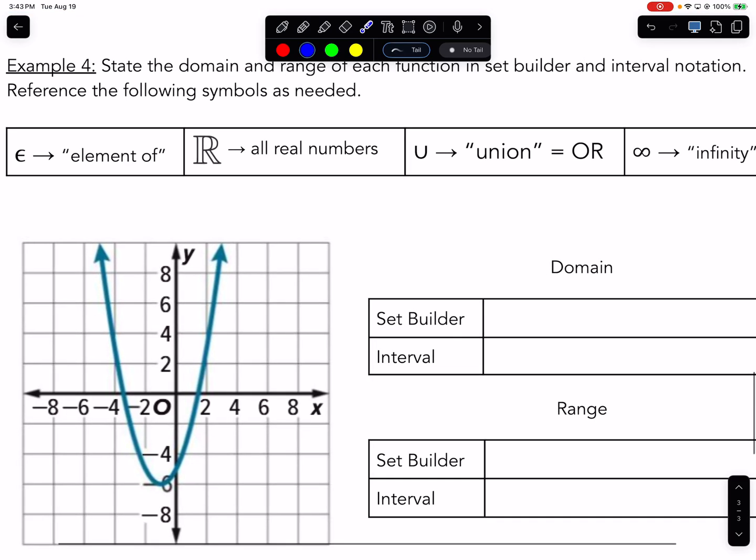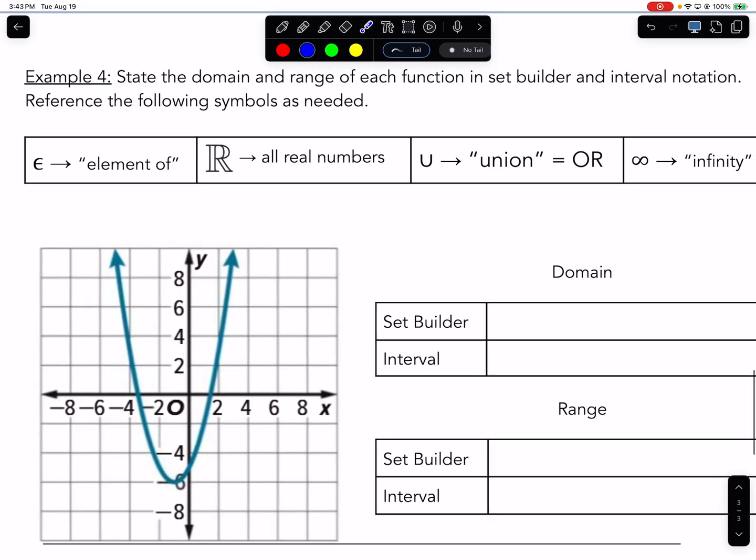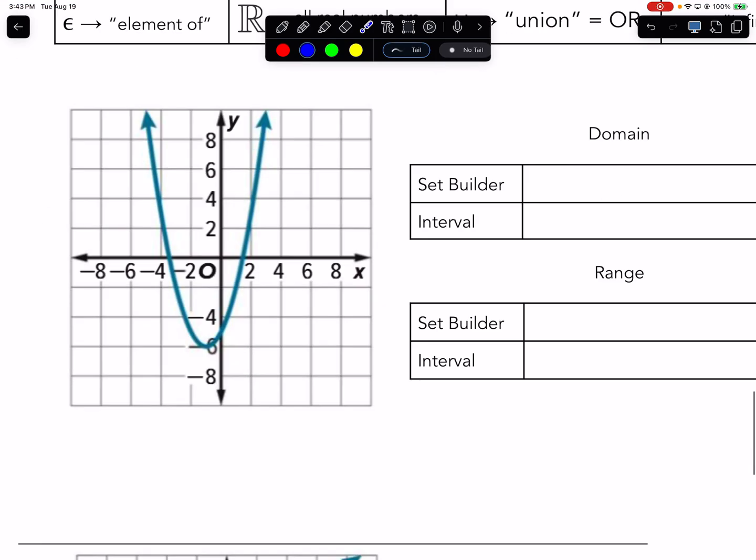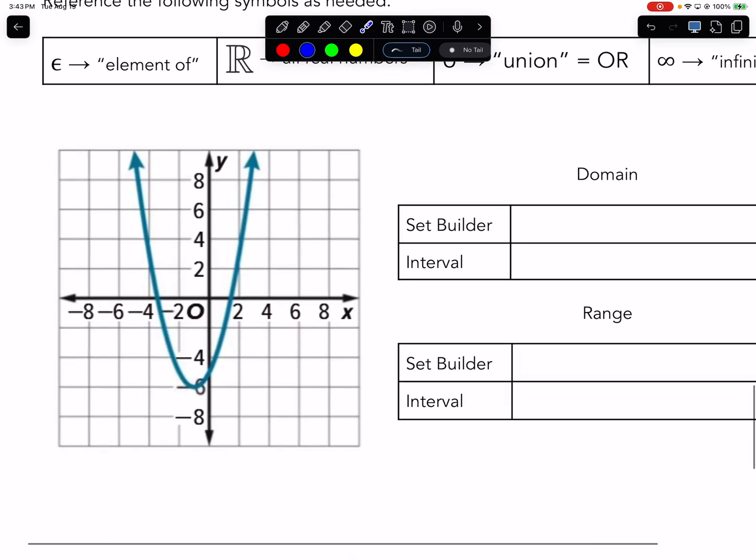All right, last page. So we have these weird other symbols. We already know about infinity. This one means element of. It's like an E with a curve, like a C with a line in the middle. We know all real numbers. This means intersection or union, okay? So we'll talk about them with these two graphs right here.